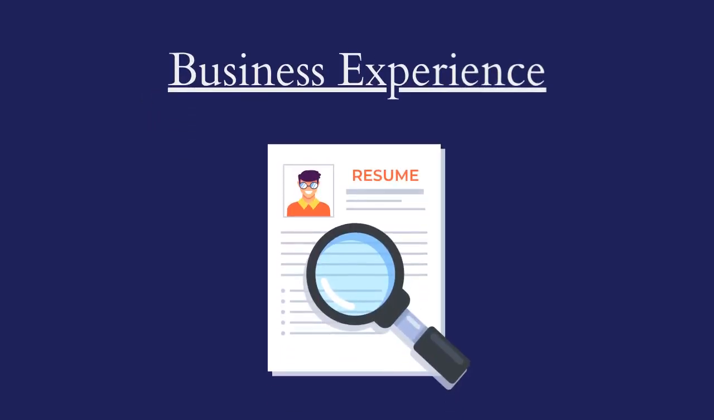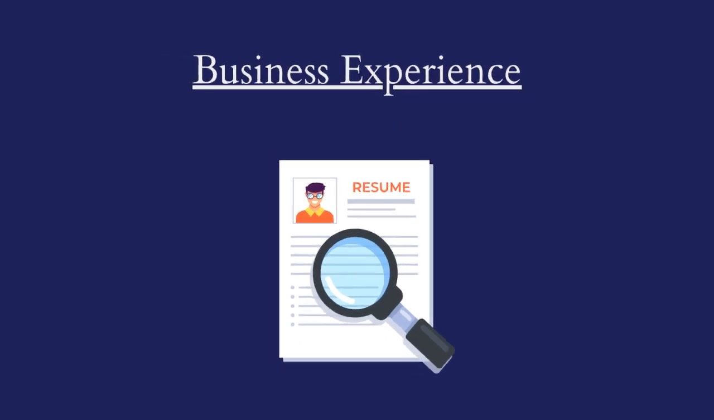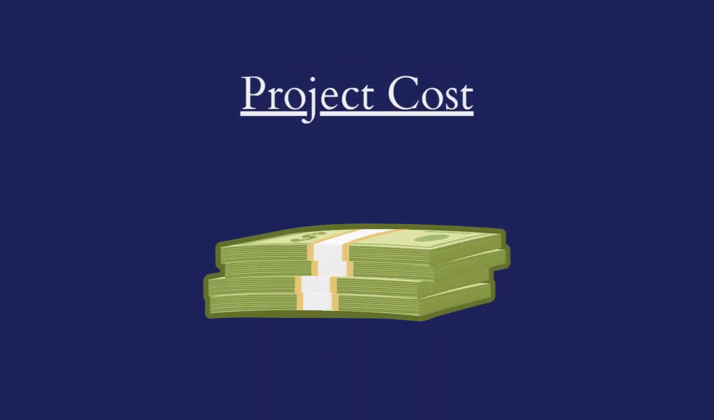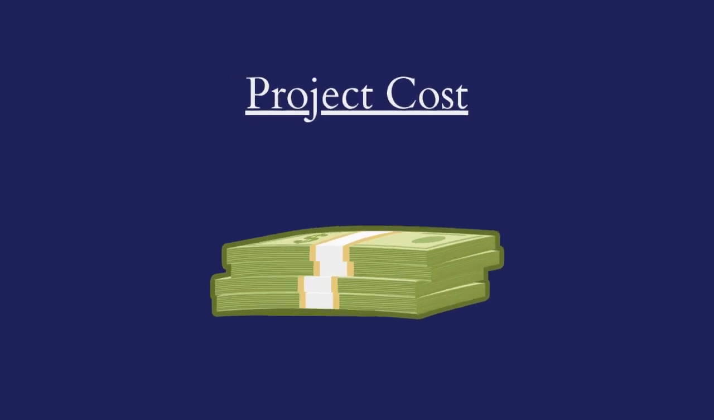Contractors with extensive business experience will be considered less risky by underwriters. After all, the more successful projects that a contractor has under their belt, the less likely that a claim will be made against them. The larger the project's cost, the more liability that the surety company has to assume. Following that logic, projects costing $1 million or more will be considered riskier by underwriters.